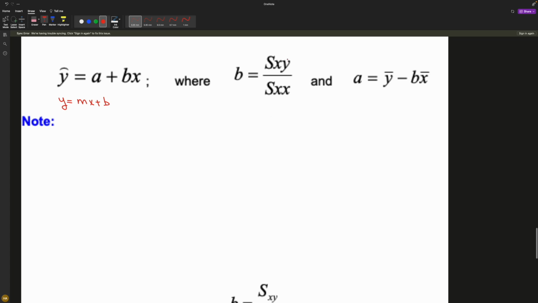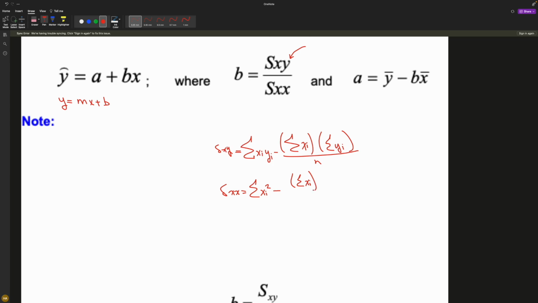The way you calculate it is with your SXY, which I taught you how to do. It's the sum of your XI times YI, minus the sum of your XI times the sum of your YI, all over N. That would be your SXY. And your SXX equals the sum of your XI squared, which is from your calculator, minus the sum of your XI, which you actually square, and then over N.